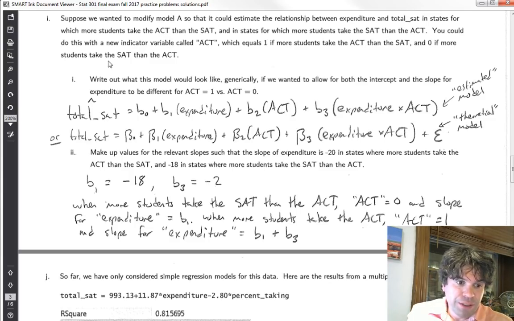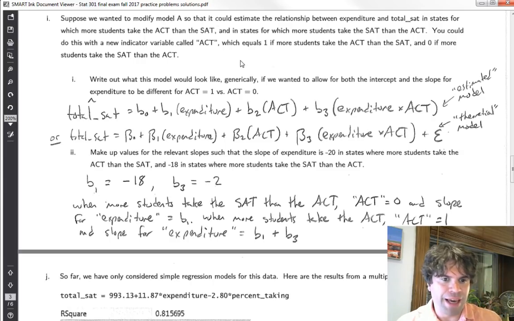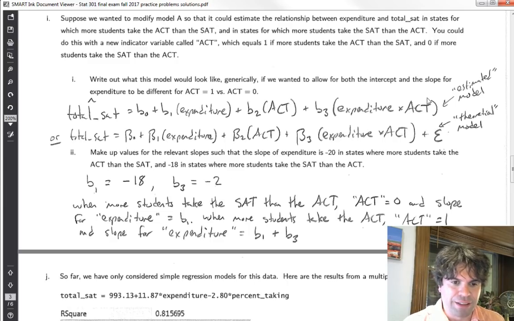It says we could do this with an indicator variable. We can call this indicator variable just ACT, and we'll make ACT be equal to 1 if more students take the ACT than the SAT, and equal to 0 if more students take the SAT than the ACT. So this question is relating to that last set of notes on using categorical predictors in regression. An indicator variable takes on the value of 0 or 1, and it indicates which one of two categories each observation falls into.